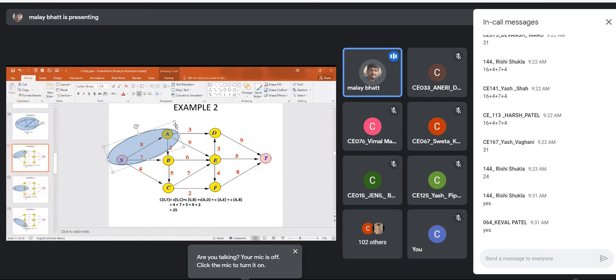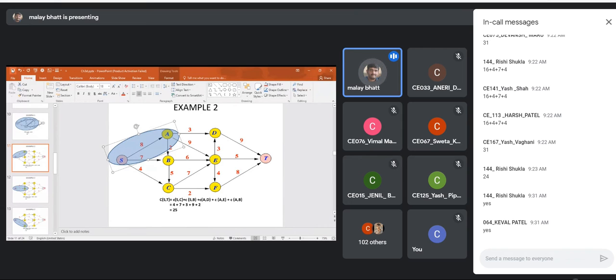But let us take this S and A as one cut. So we'll get the value as outgoing arrows from S. We have to check outgoing arrows from both the nodes. So from S it is 4 and 7. Now from A there are 3 outgoing arrows, 3, 9 and 2: A to D, A to E and A to B. So it is 25. Is it clear?